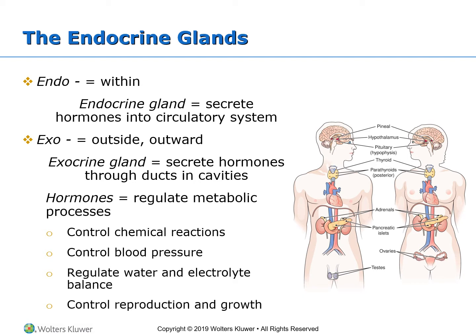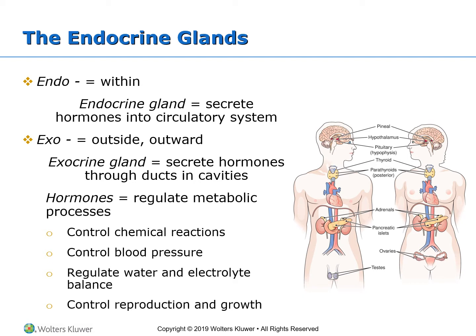And we call the term endo as having the meaning of within, while the exo means outside or outward. Based on that, we do have endocrine glands that will secrete their hormones inside the circulatory system, inside the bloodstream directly, while the exocrine glands will secrete hormones through ducts inside cavities.